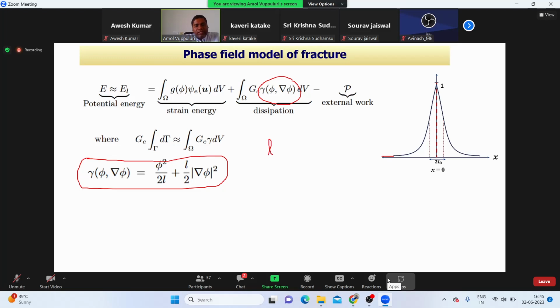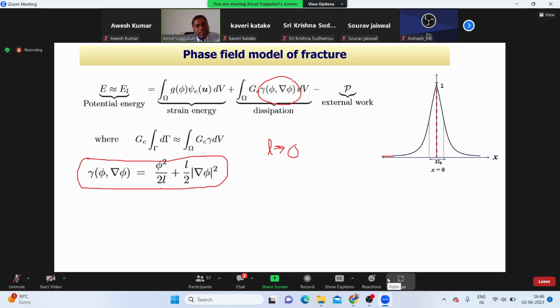So if you say that your L is tending to 0, which means that your diffused or smeared zone is slowly shifting toward the sharp interface, the second term goes off, and the first term starts blowing up. So in a way, this model starts moving toward the sharp interface model or Griffith theory.